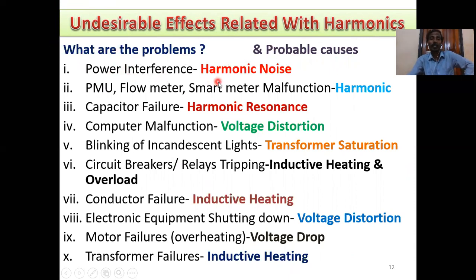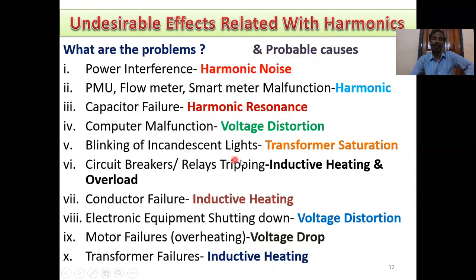And what is the cause? Harmonic noise. PMU, flow meter, and smart meter malfunction: what is the cause? Harmonics. Capacitor failure is also a problem, and the cause is harmonic resonance. Computer malfunction is caused by harmonic distortion.